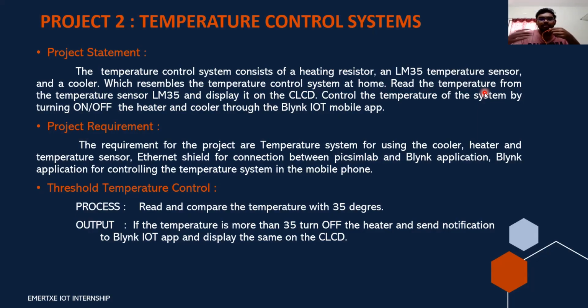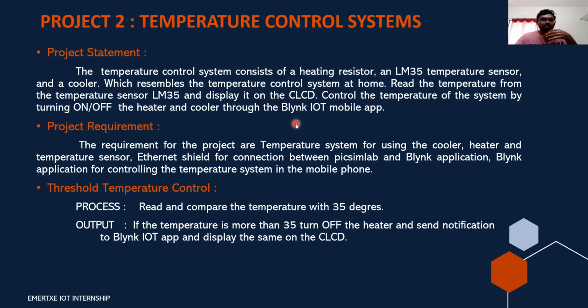Moving on to the second project. Temperature control systems. The temperature control system consists of a heating resistor, an LM35 temperature sensor, and a cooler, which resembles the temperature control system at home. It reads the temperature from the temperature sensor and displays it on the LCD. And not only display, it will control the temperature. You can turn on or turn off the heater and cooler through the Blynk IoT mobile app.